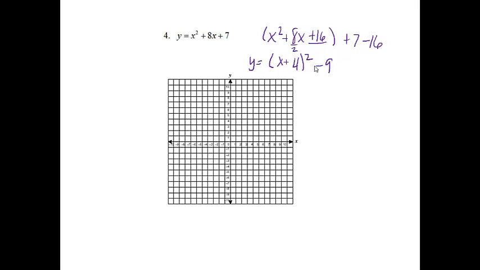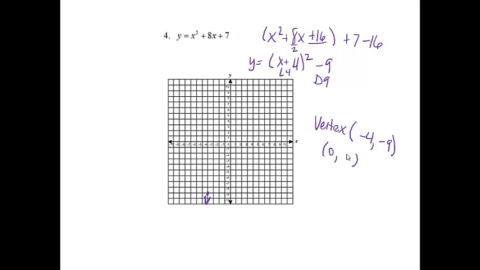So this is now in vertex form. We are ready to graph. So the plus 4 inside is going to force me to go left 4, and the -9 on the outside is going to force me to go down 9. So I'm going to go to the left 4 and down 9. So there we go, I'll label that the vertex, and I'll come over here to make sure we label our key features. That was to the left 4 and down 9.